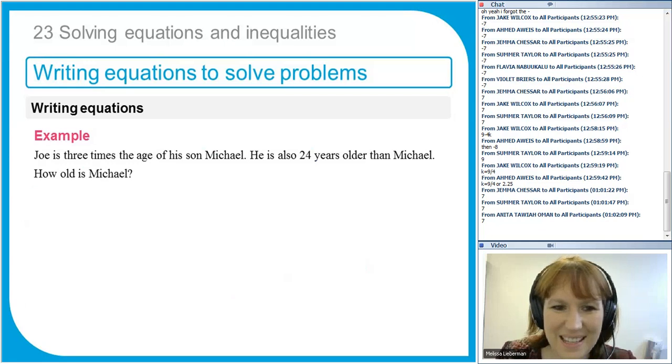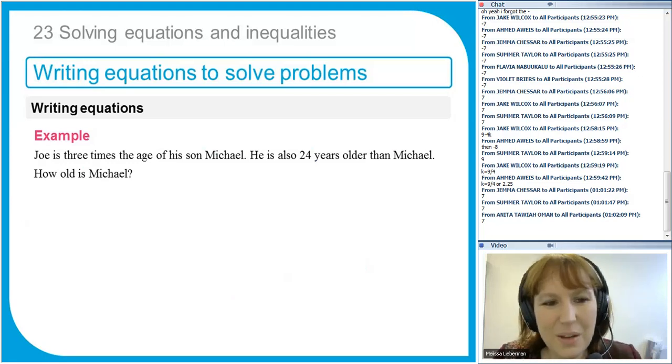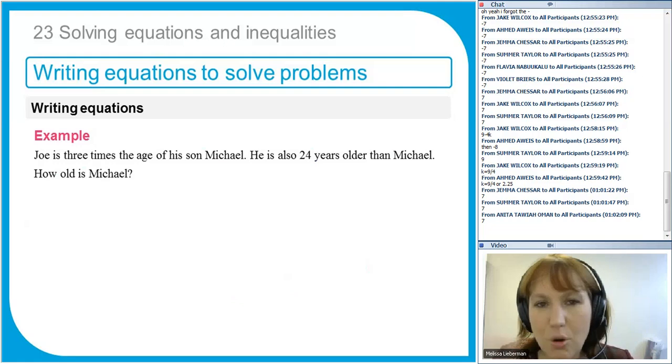Here is a slightly more difficult one. So it's not too difficult. Here we're told that Joe is 3 times the age of his son Michael, and he's also 24 years older than Michael. So this is quite an easy age one because we're not dealing with what's going to happen in 5 years or anything like that. How old is Michael?